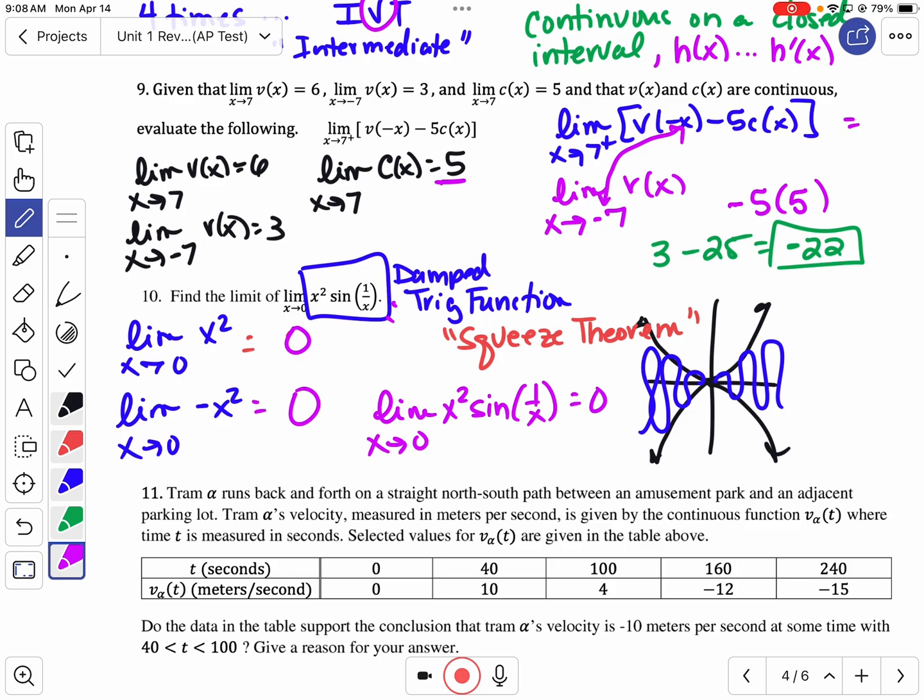As long as that sine function is squeezed between x squared and negative x squared, I can do the limits of just the two outer parts, and that will give me the limit of the inside part.